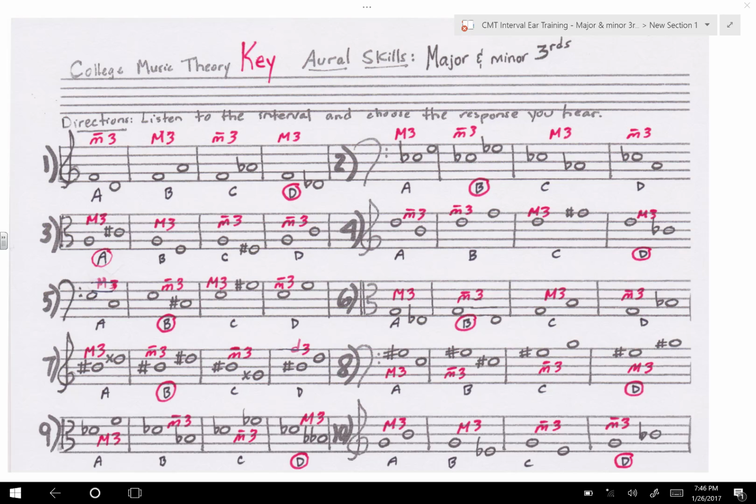they sound like. Here's our major third, 5A. Mi, do. Here's 5B, the correct answer. It's going to sound like sol, mi, or me, do. Choice C is our major third ascending, do, mi. Choice D is our minor third ascending, sounding like do, me.